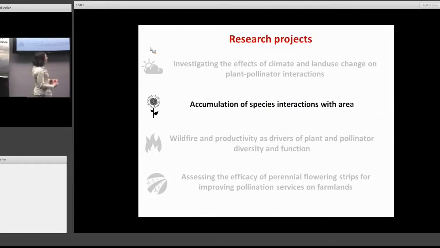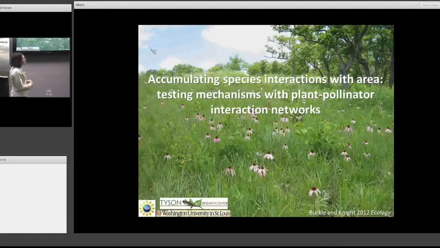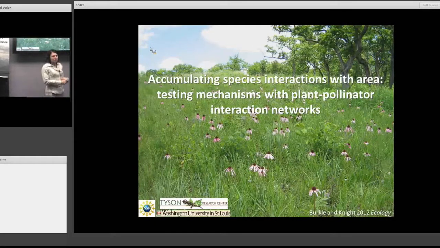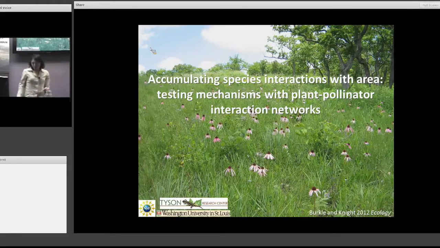Okay, so that was the bulk of a lot of the projects that we're working on. I wanted to describe this interesting project, which is looking at how species interactions accumulate with habitat area. And so we did this work in Ozark glades in Missouri, glades that vary in habitat area, and looked at biological mechanisms that might drive some of these patterns that we saw.